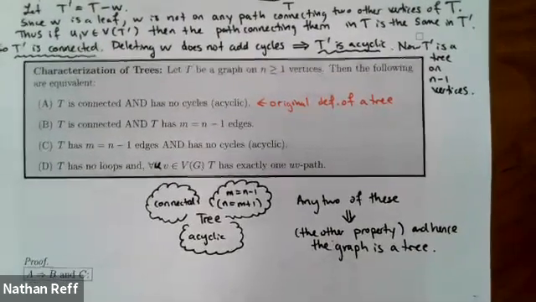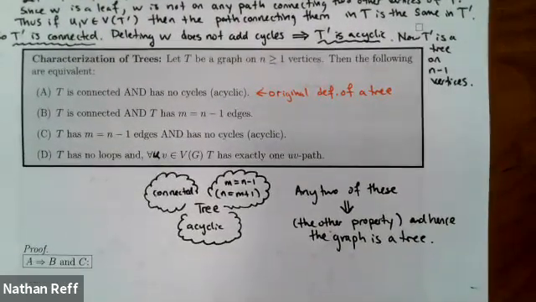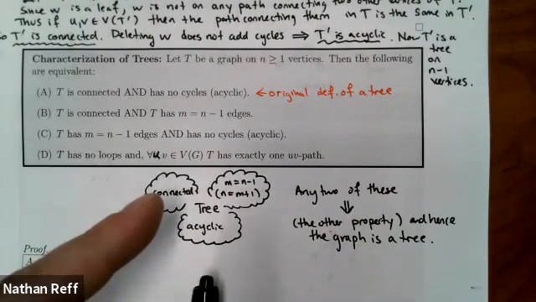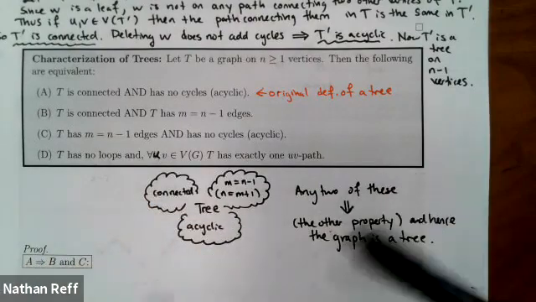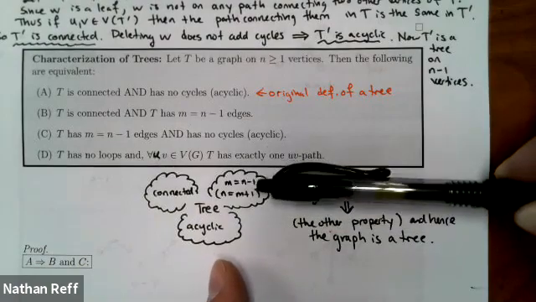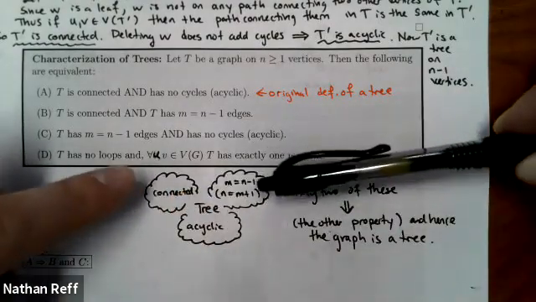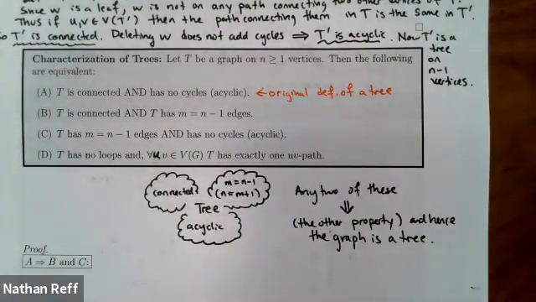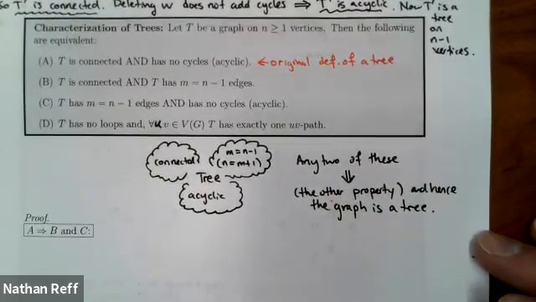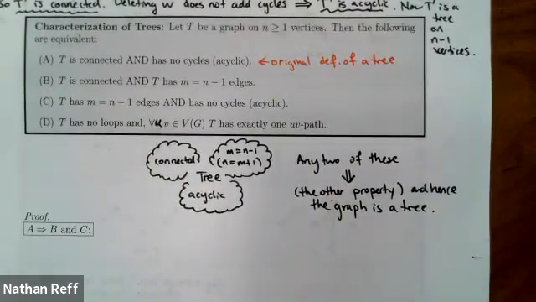Okay, so is that kind of interesting? The original one is saying if you're connected and acyclic, it's a tree, but I could have acyclic and this edge condition, that'll give me connectivity, so it's a tree. Or if I have this edge condition and connectivity, it'll imply acyclicity, if that's a word. No cycles. Okay.